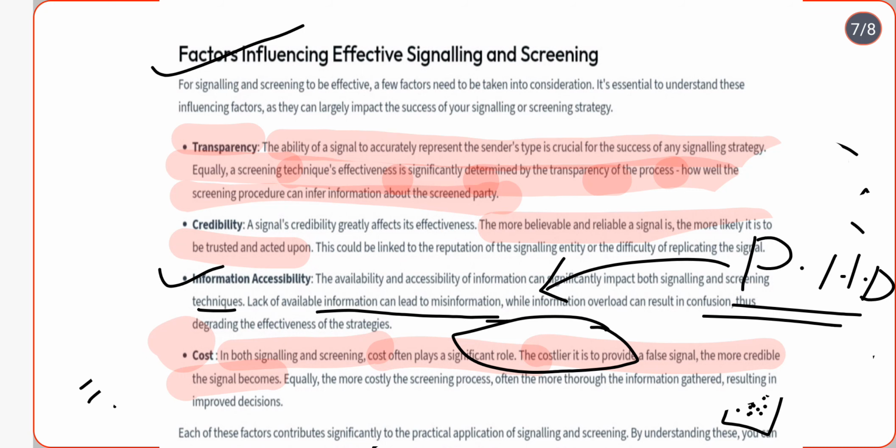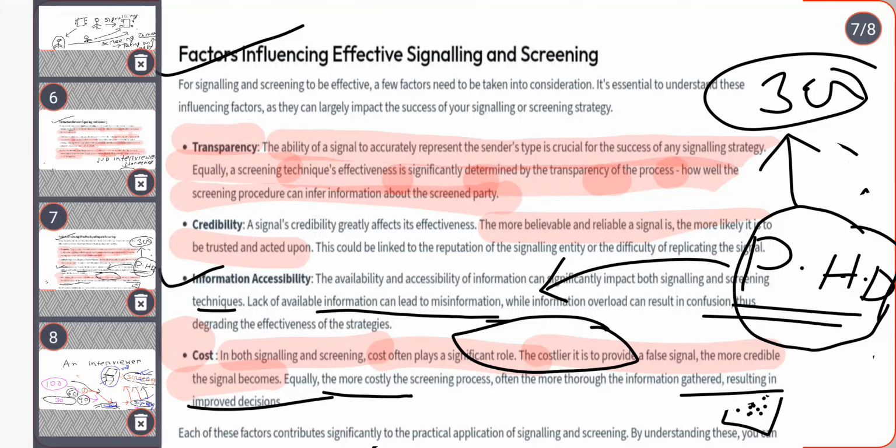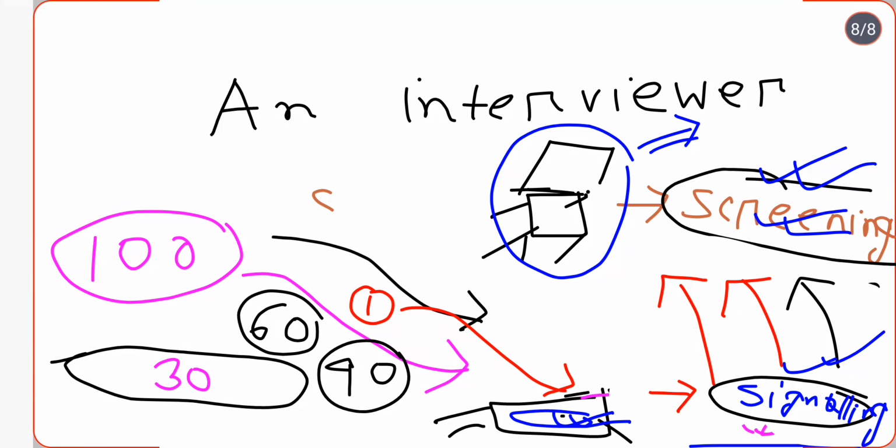So cost also plays a significant role. If the quality that you are claiming or the degree that you are showing is very costly to fake, if you have to fake a PhD you have to spend 3 crores, then obviously you become much more credible, your signal becomes much more accepted, and you are actually going to be selected for the company. So that is for the part of signaling and screening.